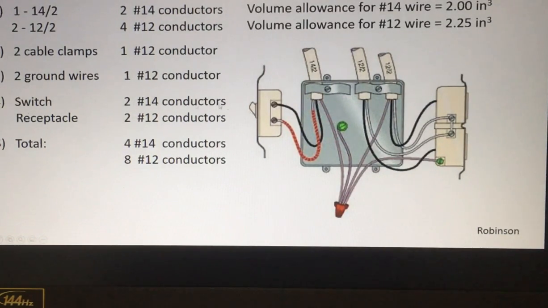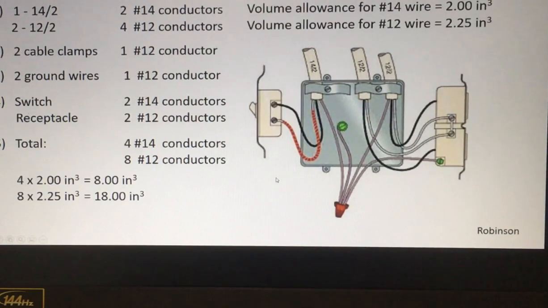And then we have a switch, which is a yoke here, that has number 14 on it, so we count 2 more 14s. And then we have a receptacle, which has number 12 on it, so that's 2 number 12s. So our total for this box is 4 number 14 conductors and 8 number 12 conductors. Does everybody see that? Yes.